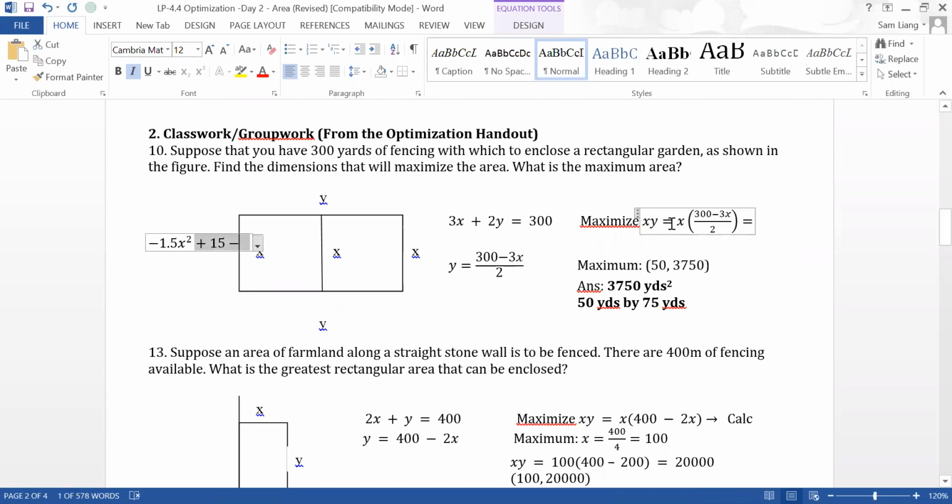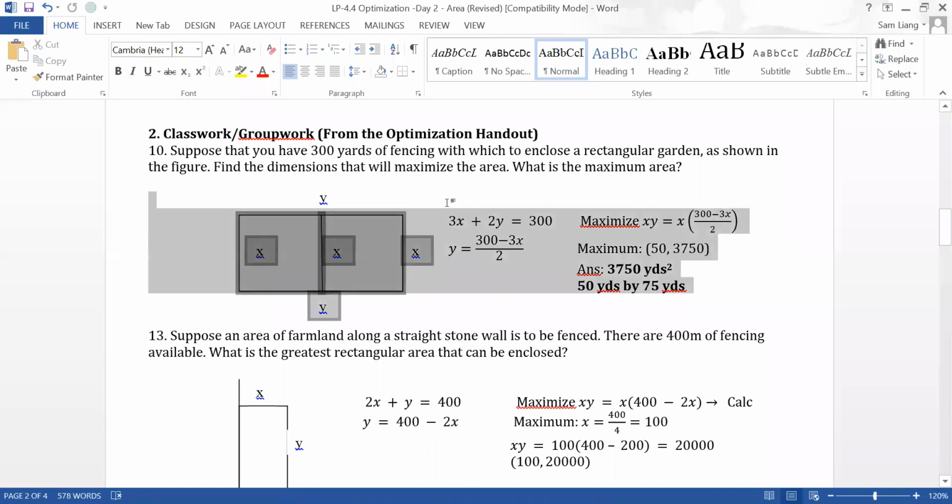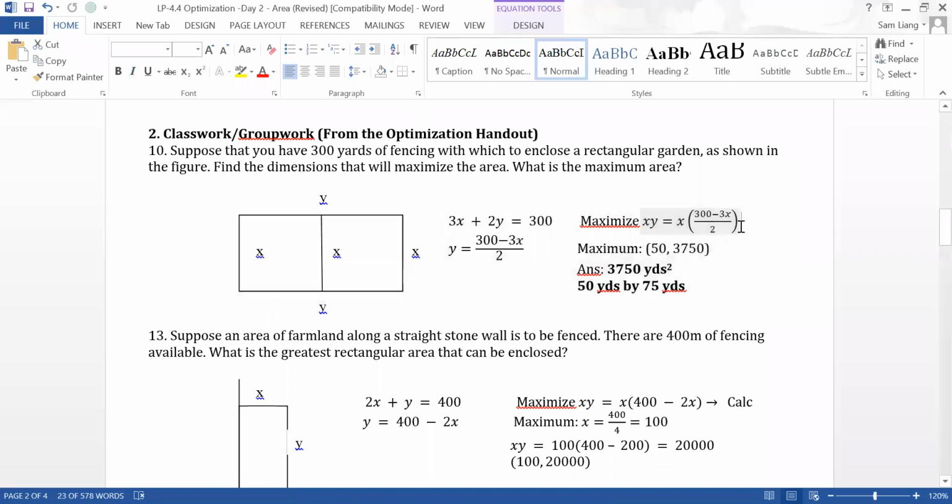Well, actually, maybe it might be easier. Sorry for the formatting. I'll just type this into Desmos. So x times 300 minus 3x divided by 2. Okay. Well, does anyone still need to copy this? Otherwise, I'll proceed to show you the Desmos graph. If not, then I'll go to Desmos. So this is the function we're going to graph: x times 300 minus 3x divided by 2.